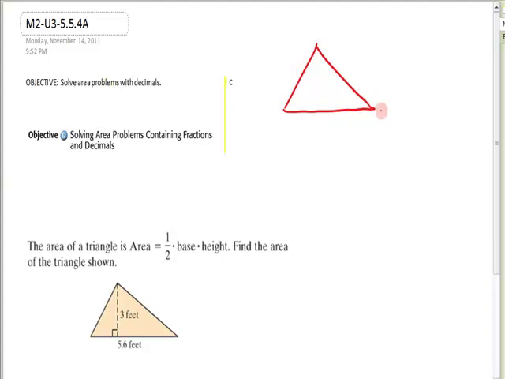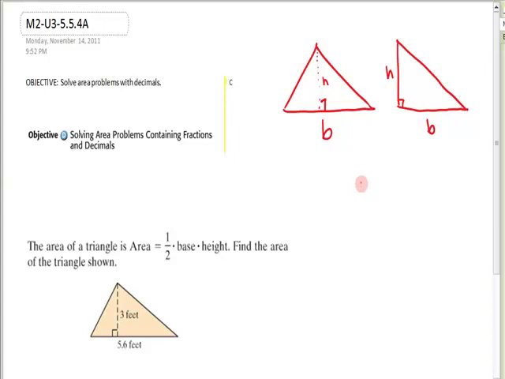The side that is parallel to the bottom of your paper is usually called the base. The height is how tall it is from the bottom to the highest point. It has to be a perpendicular height, and so that is the height. Sometimes a triangle might look more like this. It's a right triangle. This is the base, and one of the sides is the height.